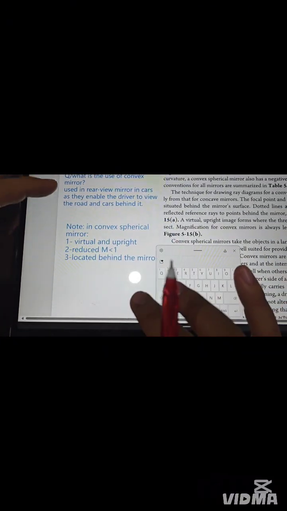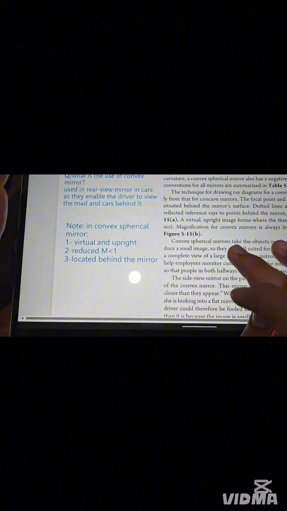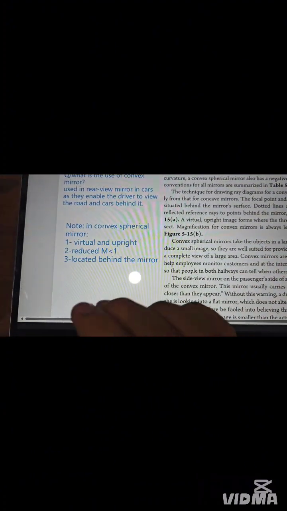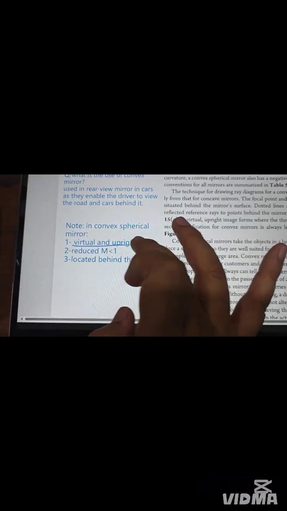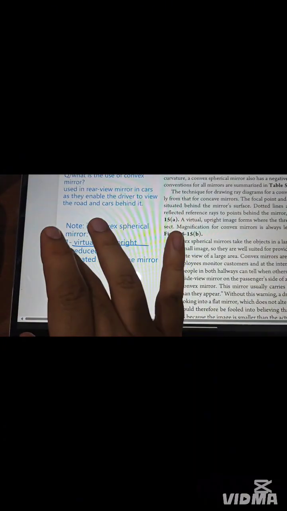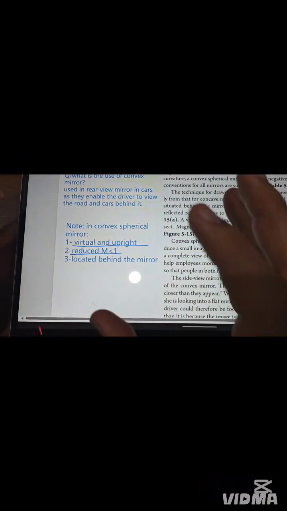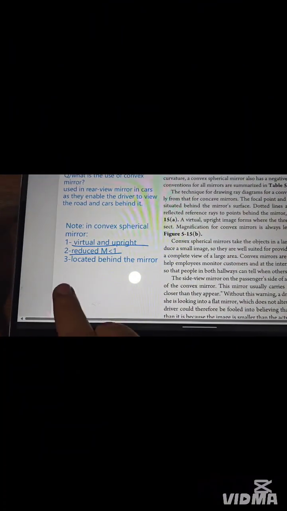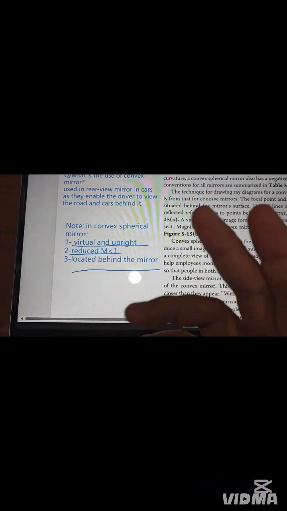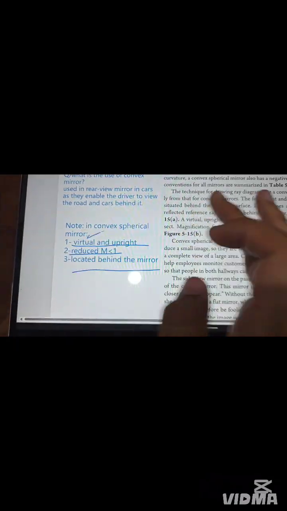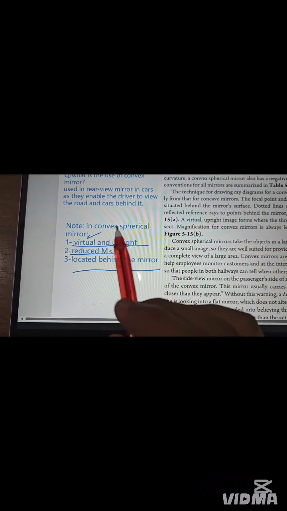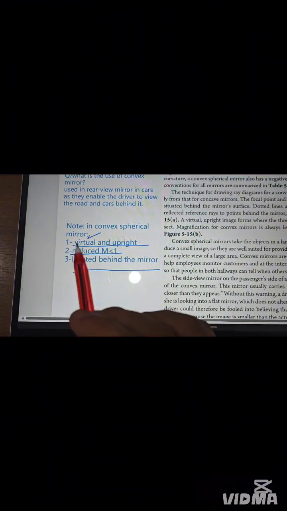We have some important notes you should know. In a convex spherical mirror, the image is virtual and upright every time, and the magnification is less than 1. The size of the image is less than the size of the object, and it is located behind the mirror. Why located behind the mirror? Because it is virtual. We have explained that if it's virtual, the image is produced behind the mirror.